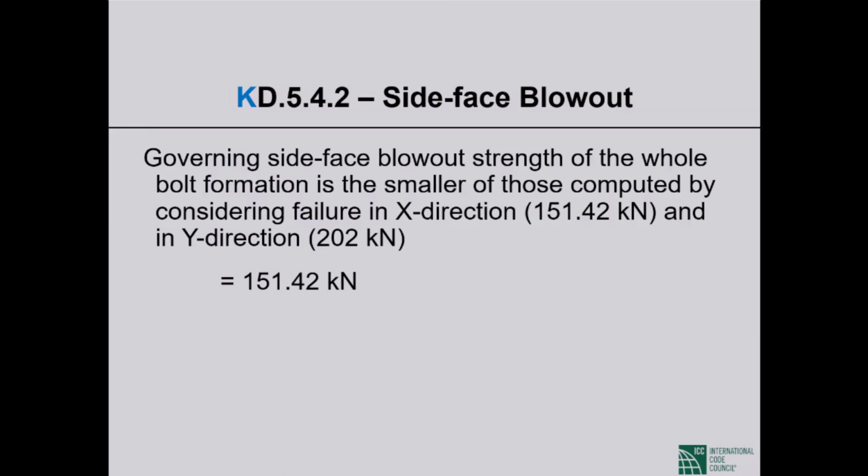So the governing side face blowout strength of the whole bolt formation is the smaller of those computed by considering failure in the X direction, the 3 bolts to the right, which was 151.42 kilonewtons, and the 2 anchors to the bottom, the Y direction blowout. And that gave us 202 kilonewtons. The smaller one, corresponding to the 3 bolts to the right breaking out, is 151.42.